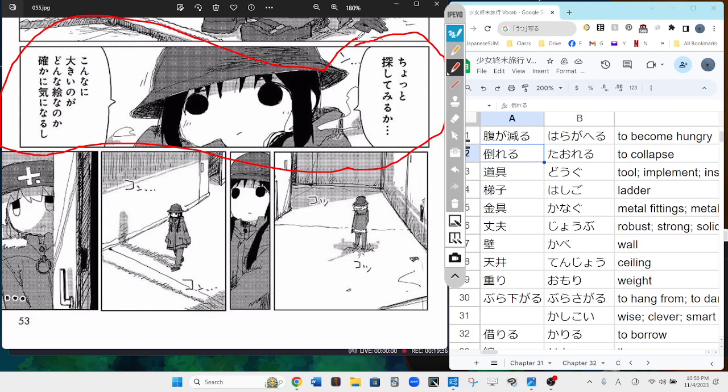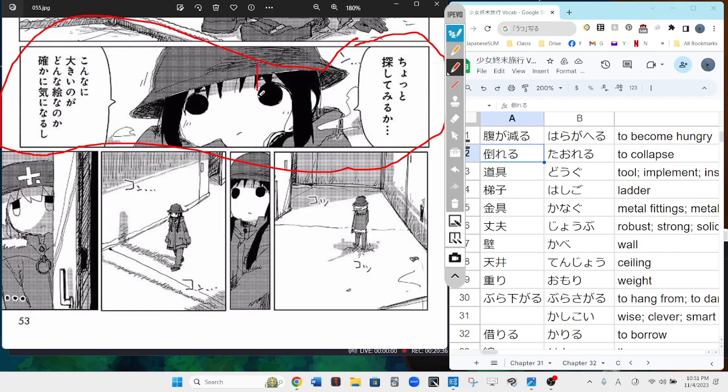ちょっと探... No, that's not it. No, it is 探す。 You're correct. Yeah, okay. ちょっと探してみるか? It's like, let's try and look for it. It's like, こんなに大きいのが donna e na no ka, and then that is... oh my god. Tashika ni. All right, yeah, tashika ni. Kininaru shi. I think it's like, I certainly feel like this sort of large thing, because I certainly feel like we'll find this thing because it's a big painting.